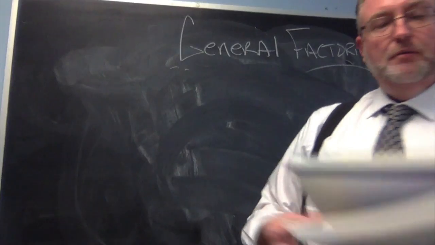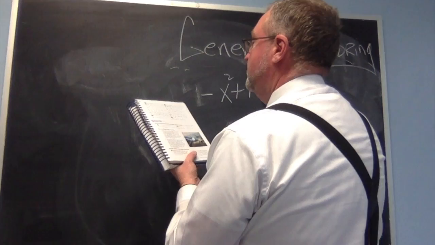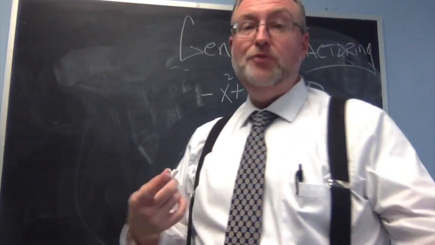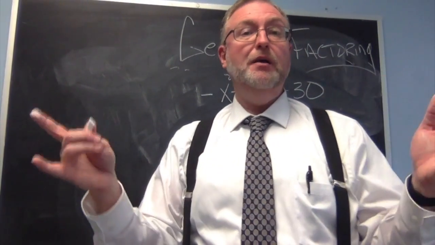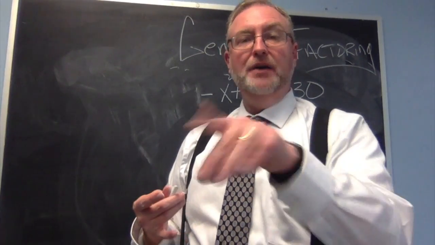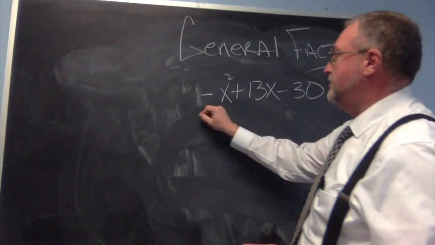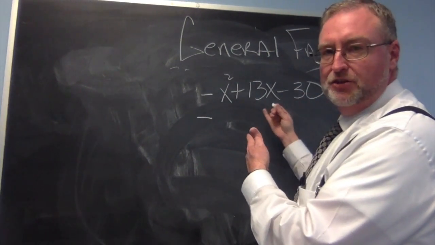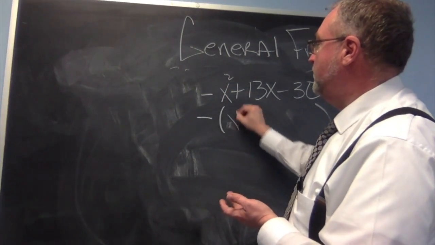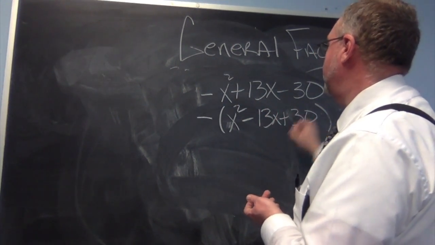All right? So number 35 says negative x squared plus 13x minus 30. Now again, if you want to try this on your own and then see if you got it right, hit pause. I'll even freeze. All right, but if not, you can do it with me if you want to. In this case, you don't want the first term to be negative. So you put a negative, and then you change every term. This negative x squared becomes a positive minus 13x plus 30.